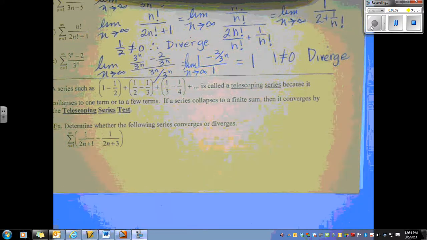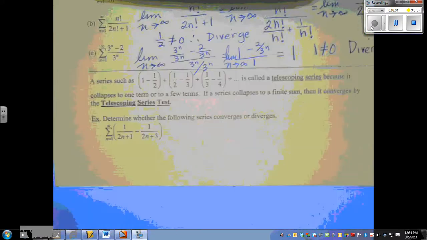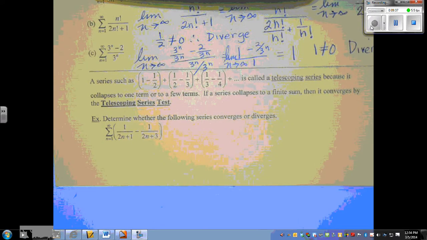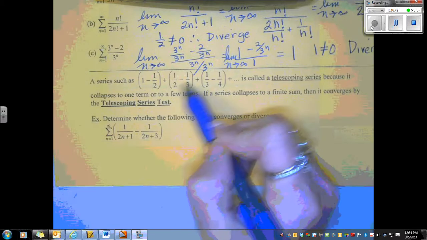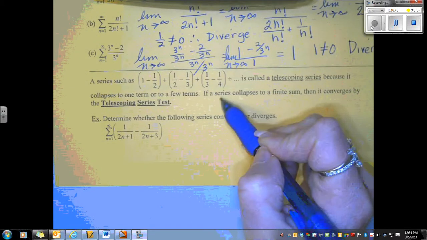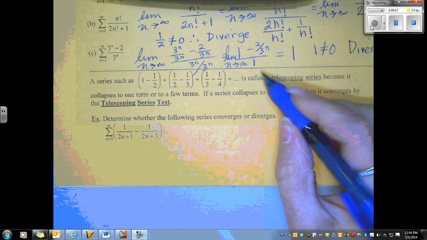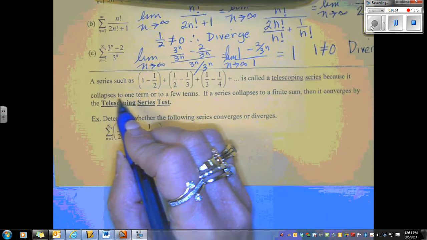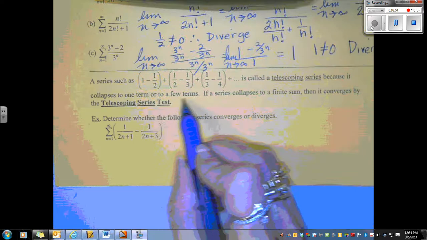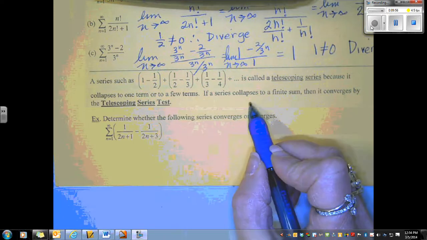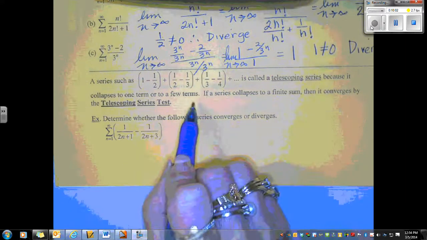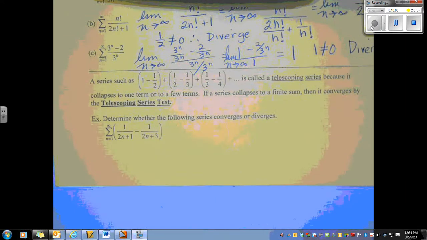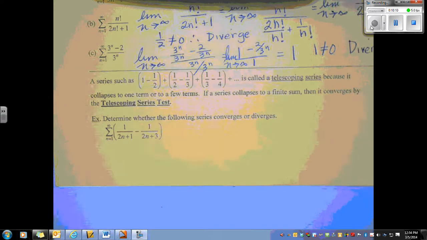All right, now, this one is what we call a telescoping series. A series such as 1 minus 1/2 plus 1/2 minus 1/3 plus 1/3 minus 1/4 plus is called a telescoping series because it collapses to one term or to a very few terms. If a series collapses to a finite sum, then it converges by the telescoping series test. Is this one of the 9? Yeah, I just want to make sure this is part of the 9. Okay.